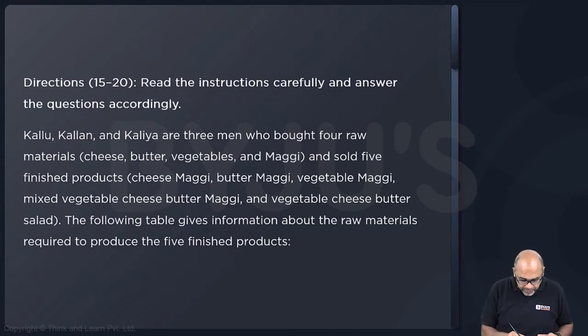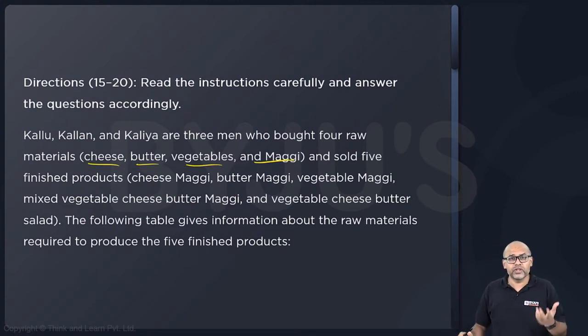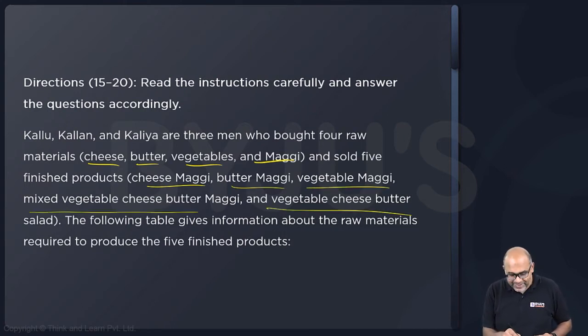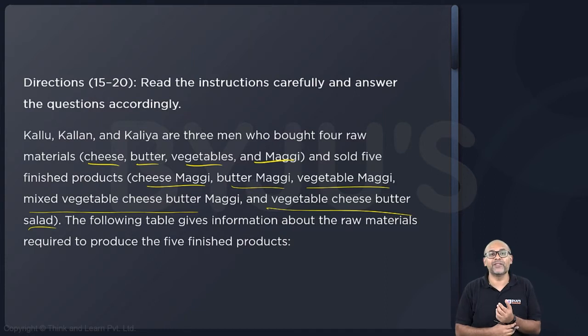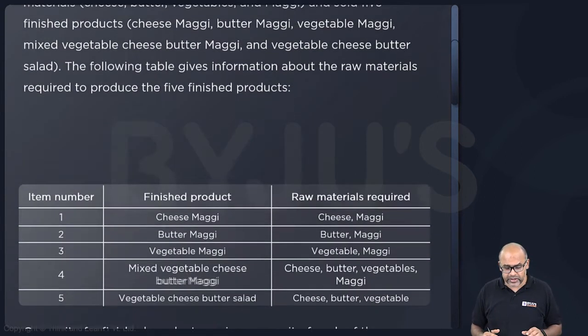So you have 3 people here, Kallu, Kalan, and Kalia. They are making different types of finished dishes. There are 4 types of raw material: cheese, butter, vegetable, and Maggi. Using these raw materials, they're making some dishes: cheese Maggi, butter Maggi, vegetable Maggi. Well, whatever. A lot of Maggi-based stuff, I hope. Anyway, there's some information given to us about the raw material.